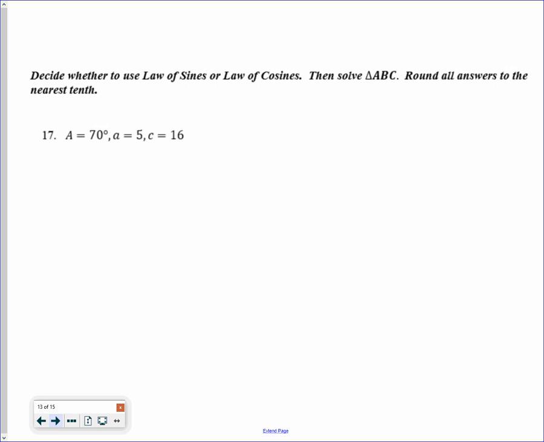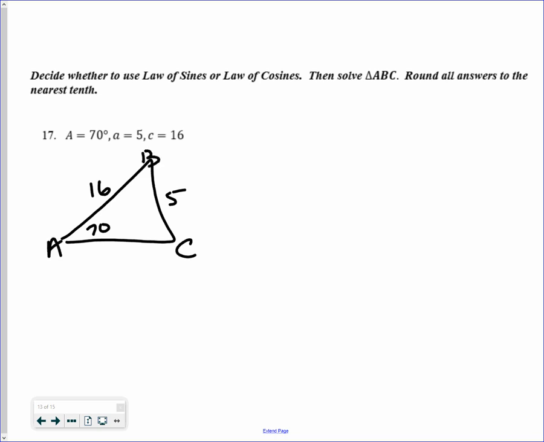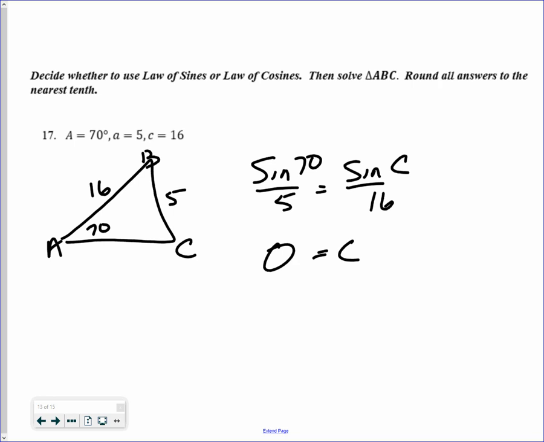Some of you are going to look at this, oh, this is a 2 triangle possibility. Angle 70, sides 5 and 16. So it could be a 2 triangle situation. Let's try it. Sine of 70 over 5 equals sine of C over 16. Cross multiply and solve. Uh-oh. When I go to solve this, 16 times the sine of 70 divided by 5, take the inverse sine.